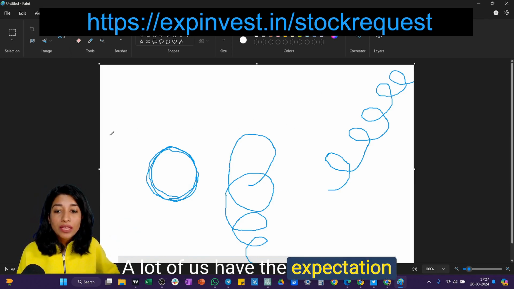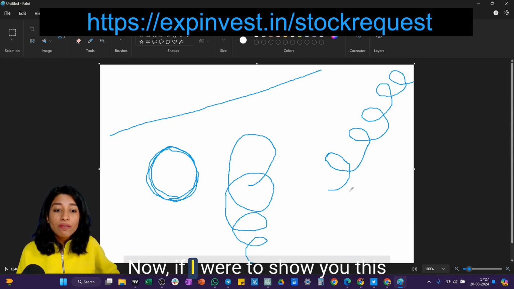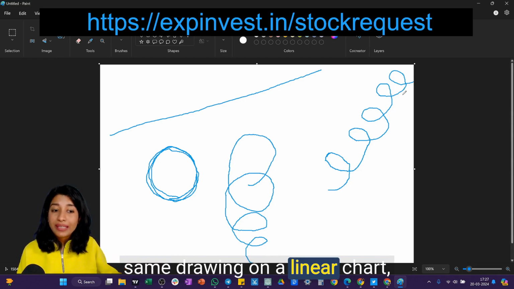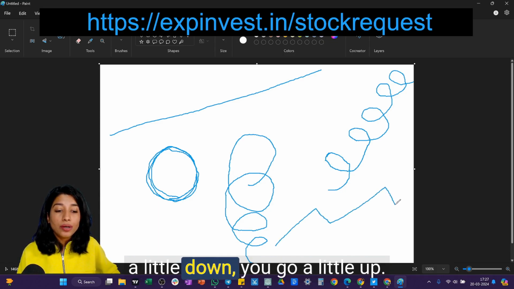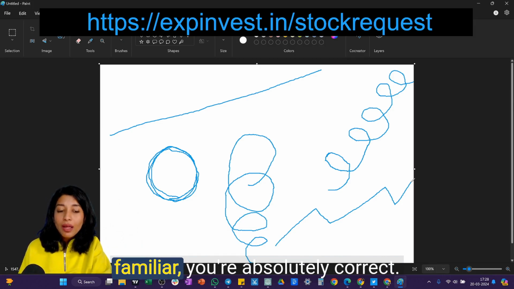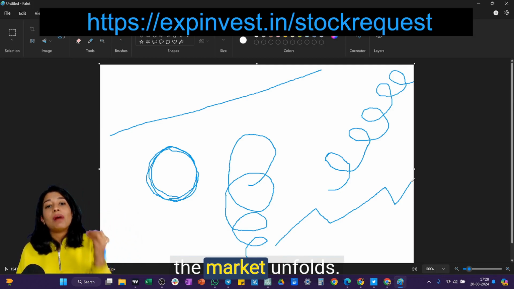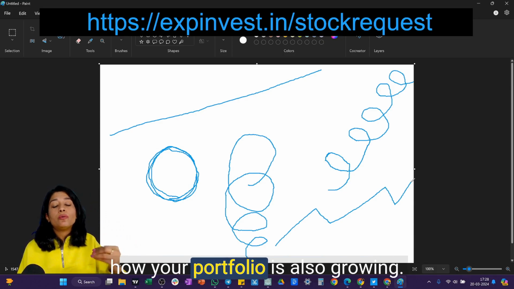A lot of us have the expectation of growth being like this, but that is rarely the case. Now, if I were to show you this same drawing on a linear chart, it would look something like this. You go a little up, you go a little down, you go a little up, you go a little down, you go a little up. If you're looking at this and thinking this looks similar or familiar, you're absolutely correct. This is exactly how the market unfolds. And if this is how the market is unfolding, then obviously this is how your portfolio is also growing.